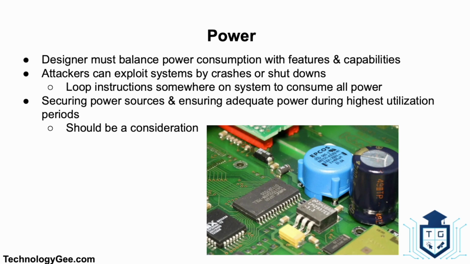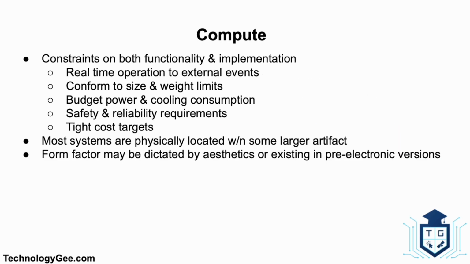All right, let's talk about power. So embedded systems are built for specific purposes and are optimized to meet different kinds of constraints such as performance, timing, power, and cost. Power consumption is one of the main design constraints for embedded systems, to which a designer must balance power consumption with features and capabilities. Attackers can exploit systems by causing a system to shut down or crash by simply causing loop instructions somewhere on the system to consume all power. So when these devices are deployed, securing power sources and ensuring adequate power during the device's highest utilization periods should be a consideration.